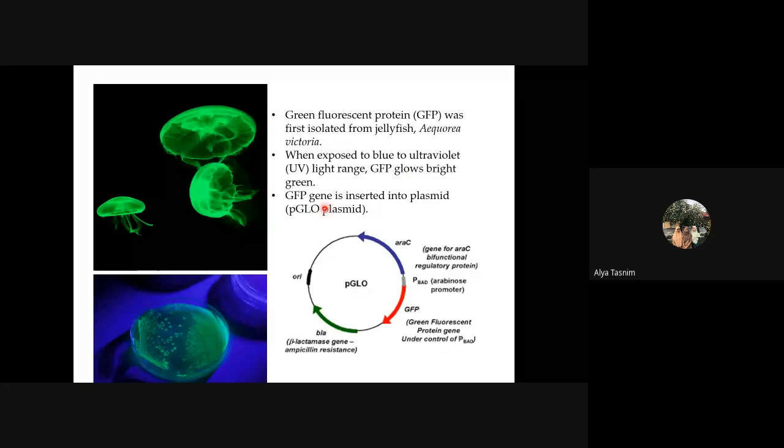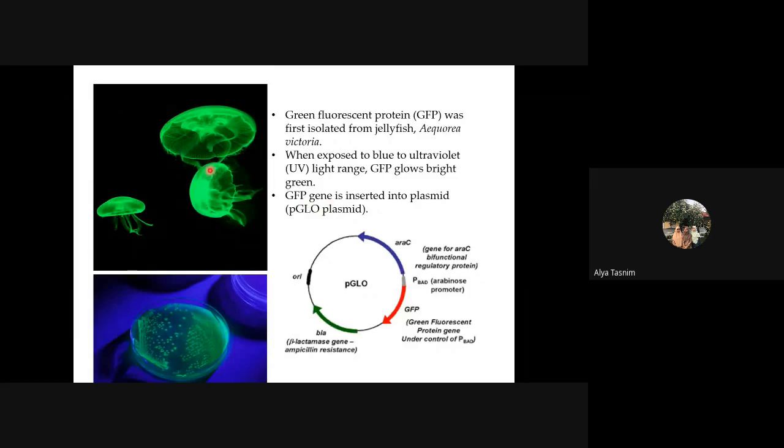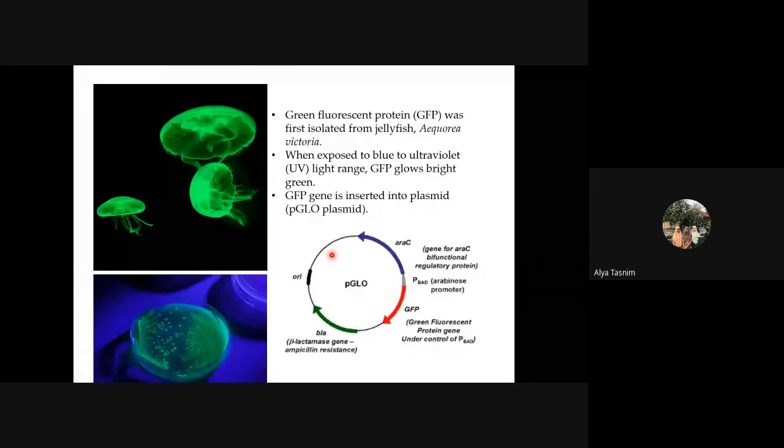So it allows the jellyfish to glow under UV light. So this gene from the jellyfish kan, gene daripada jellyfish ni yang boleh hasilkan protein that allows the jellyfish to glow ni is inserted into the bacterial plasmid. So dia akan insert the bacterial plasmid kat sini. Green fluorescent protein gene. Yang ini adalah GFP, gene yang di-extract daripada jellyfish masukkan dalam plasmid bacteria. Okay, plasmid bacteria.